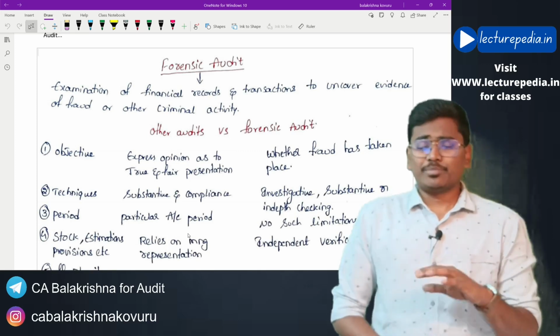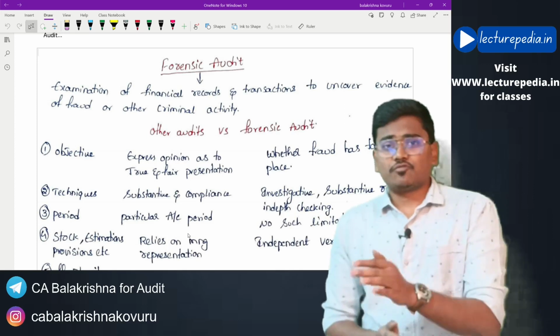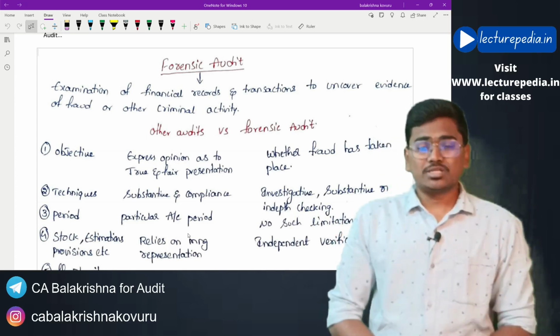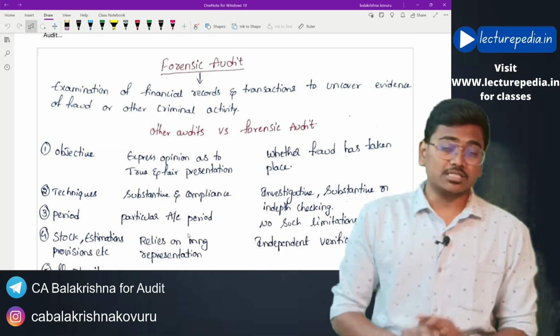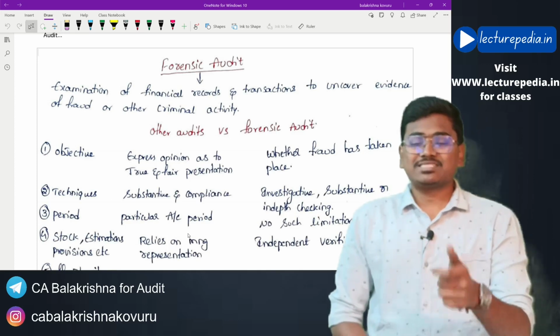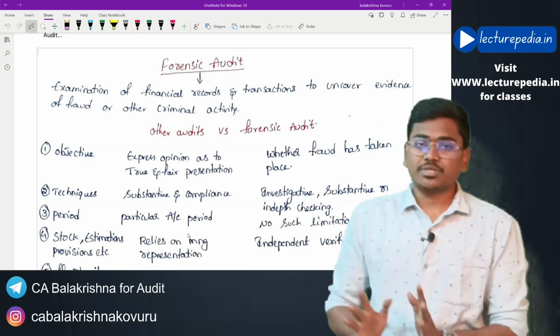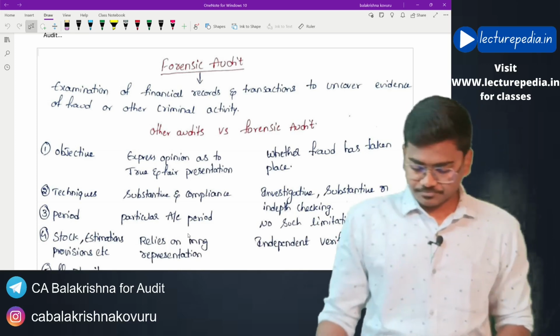Now companies will appoint a forensic auditor not only after the fraud has taken place, but some companies, if they have any doubt that there might be any fraud in the company, even then might appoint a forensic auditor to investigate the fraud, to identify whether there is any fraud taking place in the company. So this is the brief idea of forensic audit.